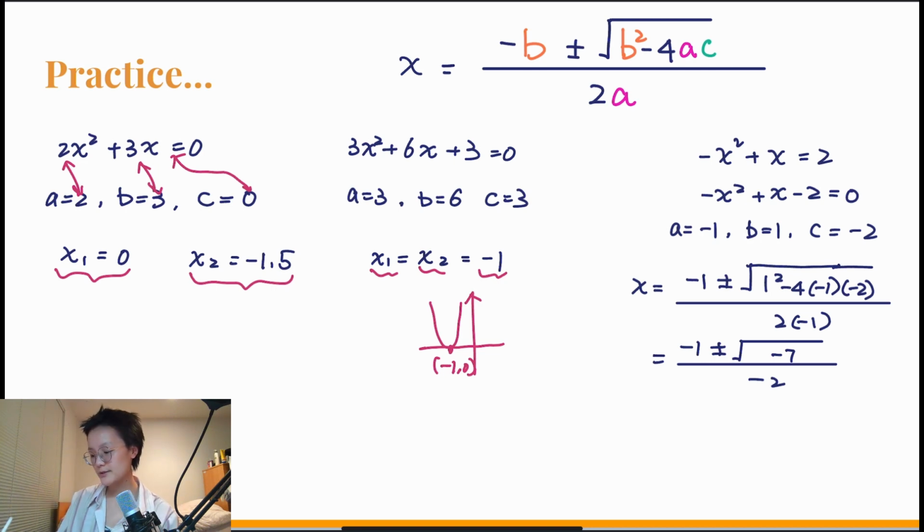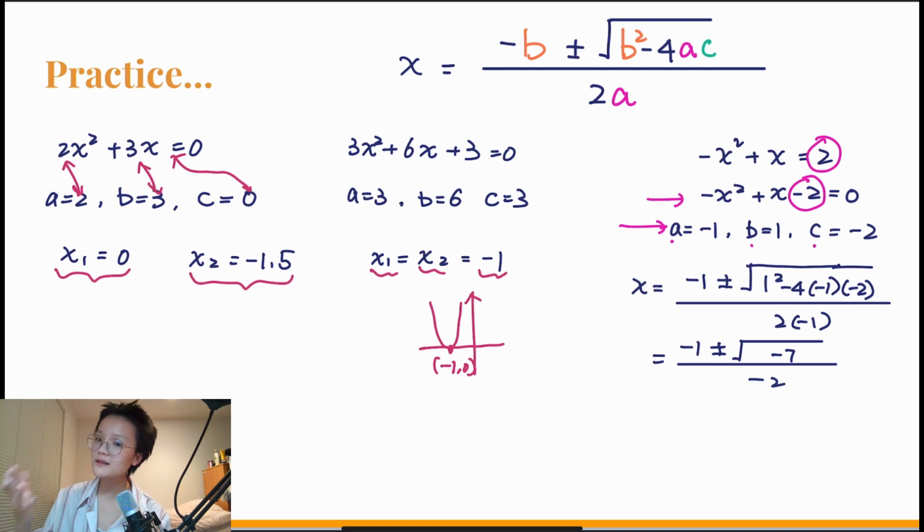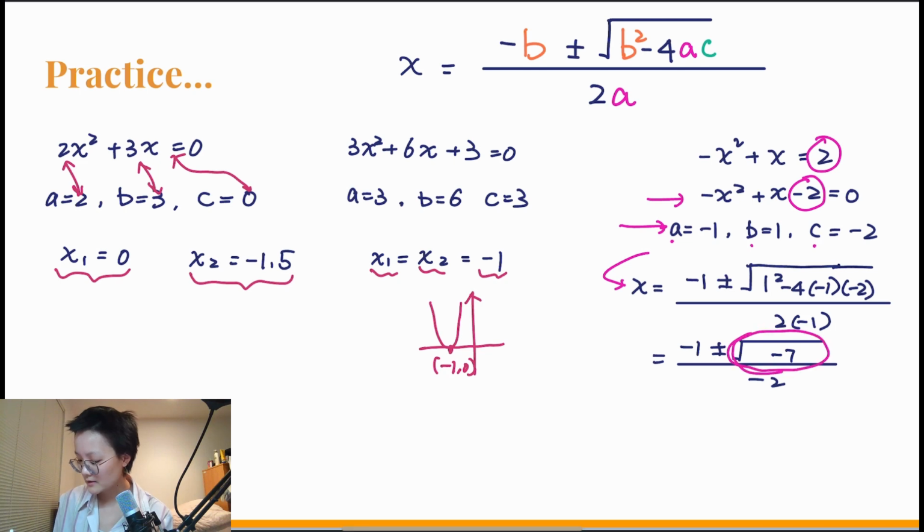Okay, the third question. It's not in the standard form, so we move the 2 to the left-hand side. So it's in standard form, and we find the values of A, B, C. Everything seems fine. But then we proceed into the calculation, and we find there is a negative number under the square root. No, did I make a mistake? Actually, no. That is what I want you to figure out by yourself.